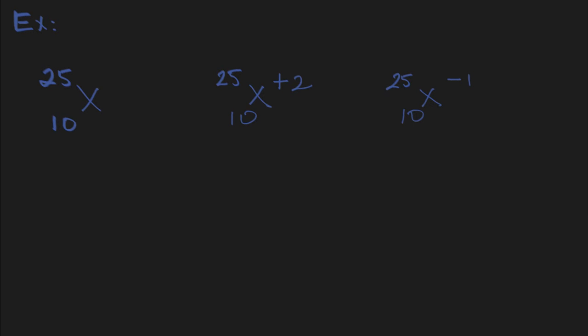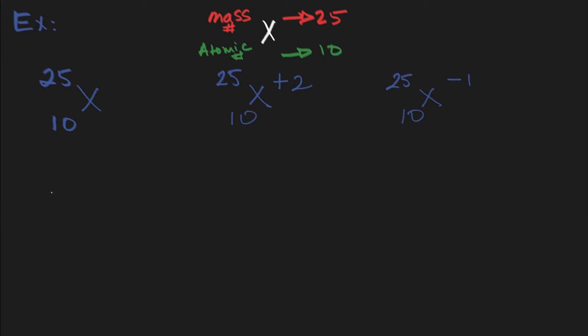Today we're going to be looking at atomic number and mass number examples. So usually we have an element, in this case the element is X, and then we have the mass number up top. If you remember, the mass number is going to be your number of protons plus your number of neutrons, and then we have the atomic number on the bottom. Okay, so in this case we can see that the mass number is going to be 25 and the atomic number is going to be 10.